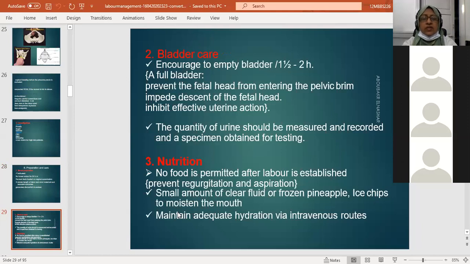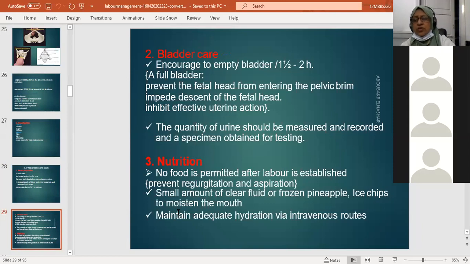However, it is very important to empty the bladder, because a full bladder may inhibit uterine contraction and interfere with the engagement of the head. Moreover, you have to measure the urine output as well. So it is very important to ask the patient to pass urine every 2 hours.